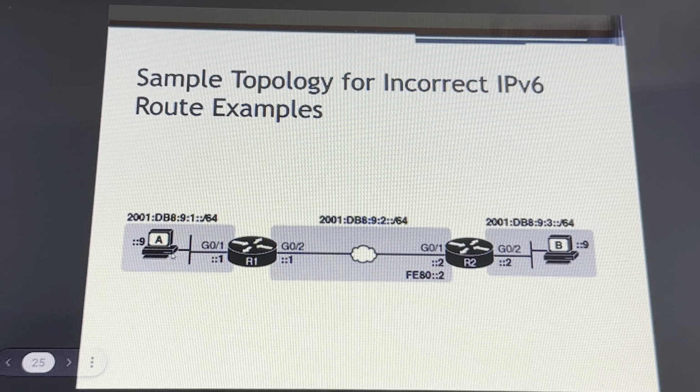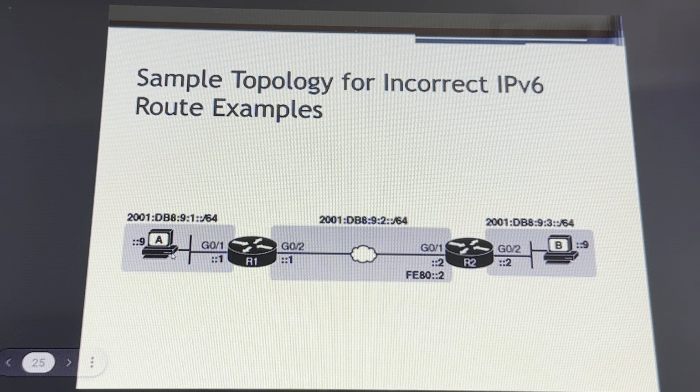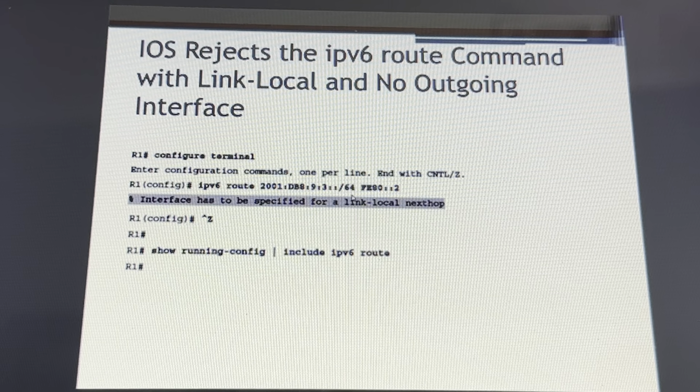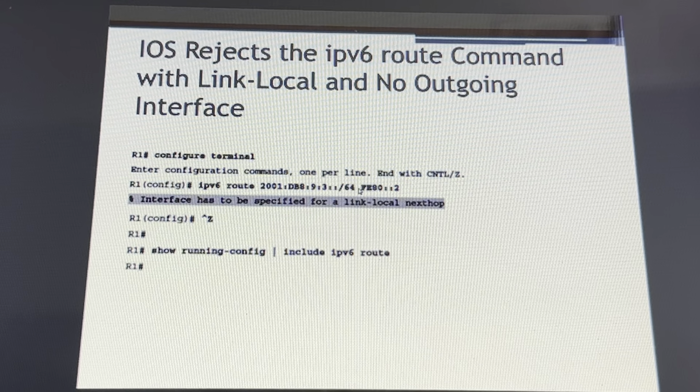So IOS will reject an IPv6 route command with link local and no outgoing interface. If you try to put that in, it says the interface has to be specified for link local next hop. So it does tell you that you have to do that. If you try to use FE80, you do need to, before you do that, specify the interface you want it to go out.